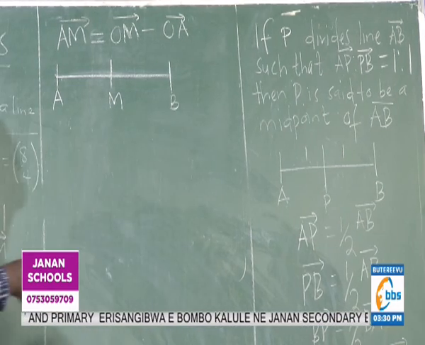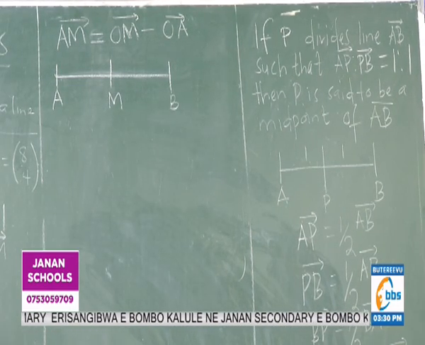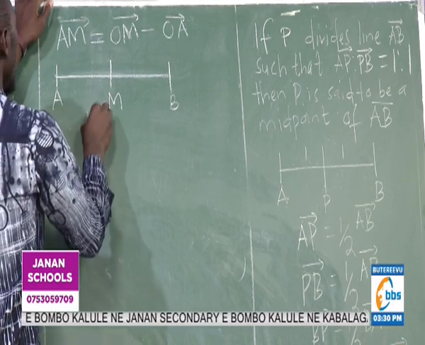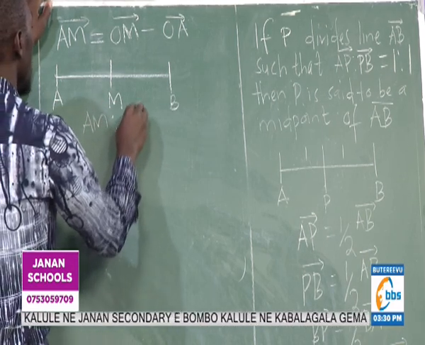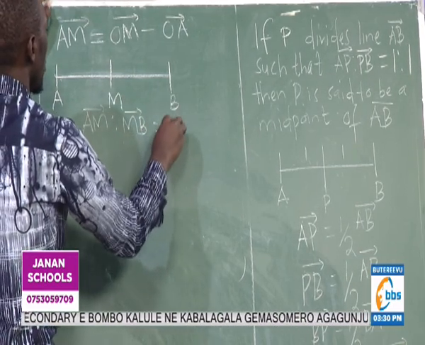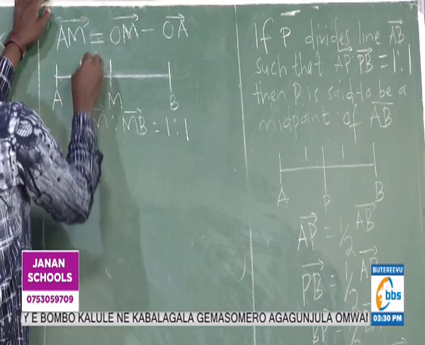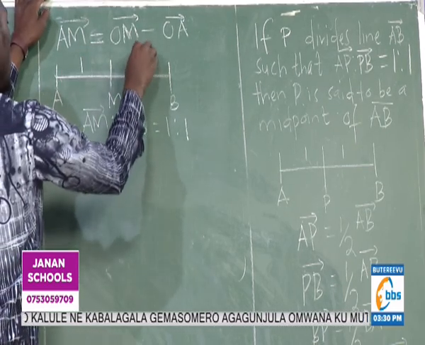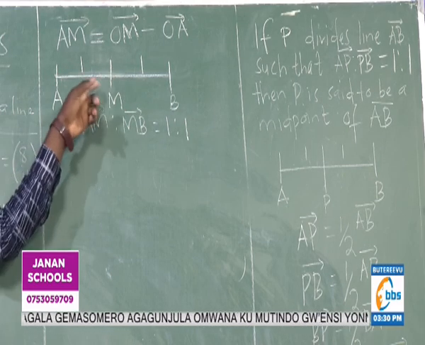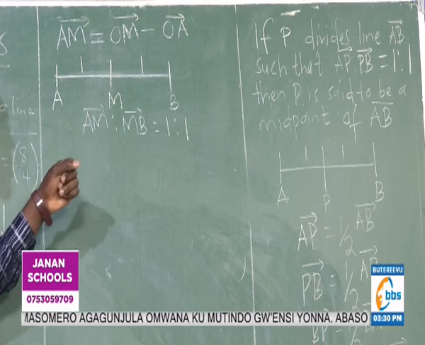And they told me that AM to MB is 1 to 1. AM to MB, this is what they gave us, that AM to MB equals 1 to 1. So it means that this will be a 1, even this will be a 1. So if it's dividing, having a ratio as 1 to 1 means that M was a midpoint of AB.